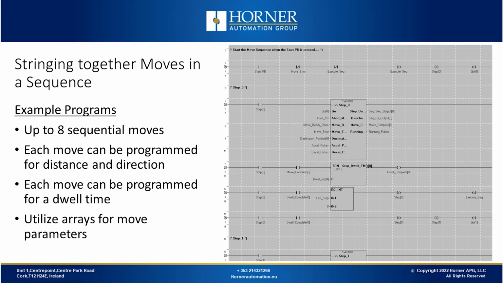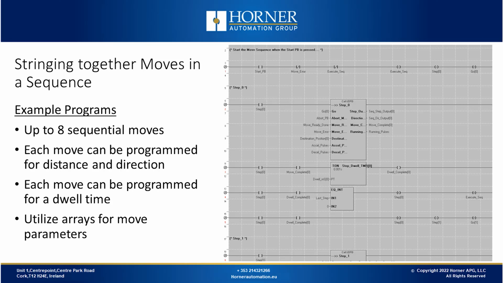Here we'll create an example that allows up to 8 sequential moves. We could easily do more, but we just set it up for 8 moves in this instance. Each move can be programmed for distance and direction, and each move can be programmed for a dwell time, so in between moves we can wait a certain amount of time before we move to the next one.